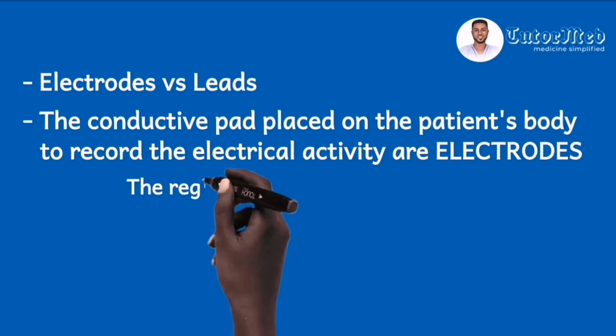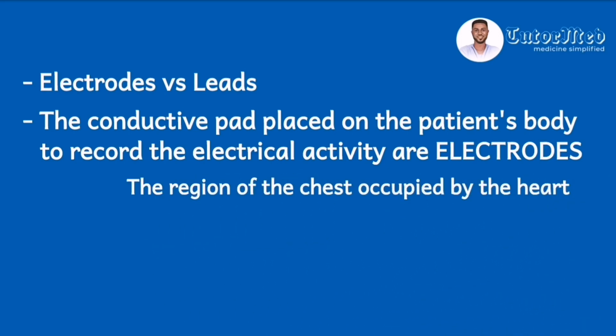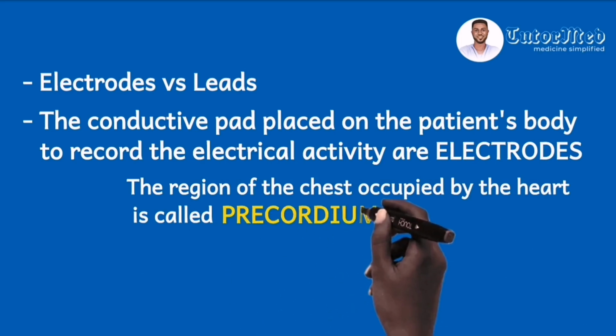The part of the chest occupied by the heart is also called the precordium, and so sometimes the chest electrodes are known as precordial electrodes. Then we come to what a lead is.